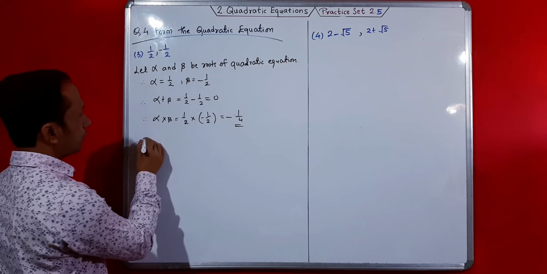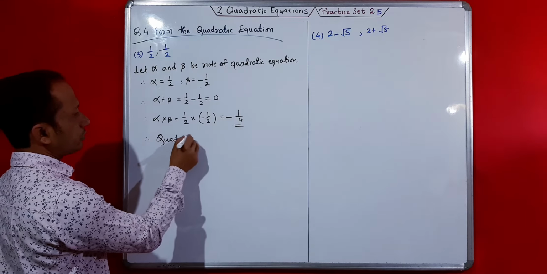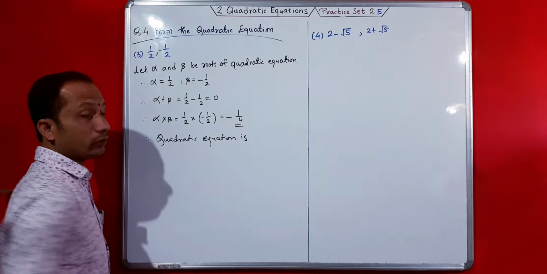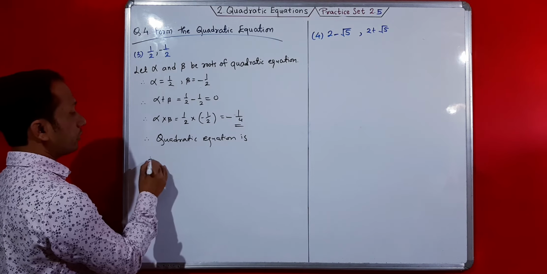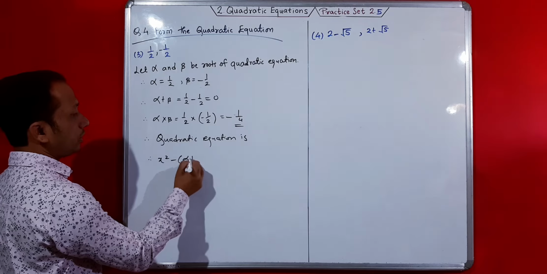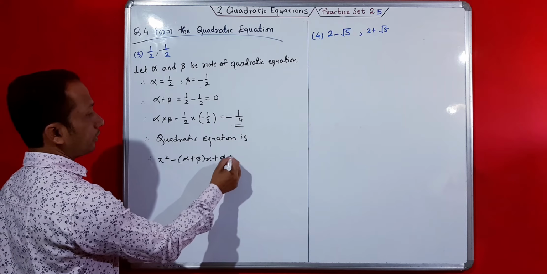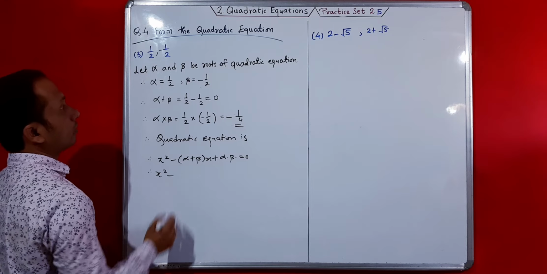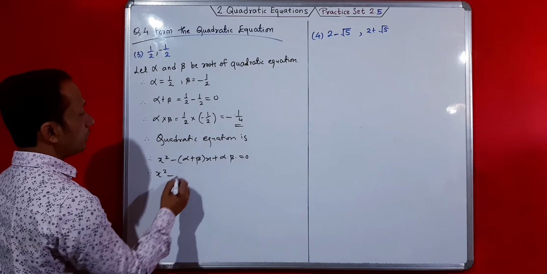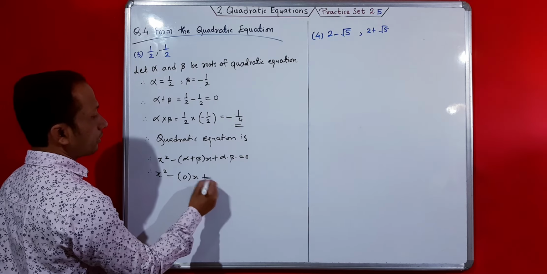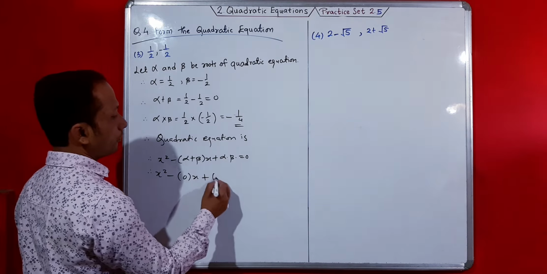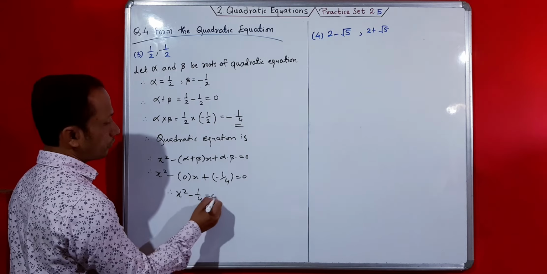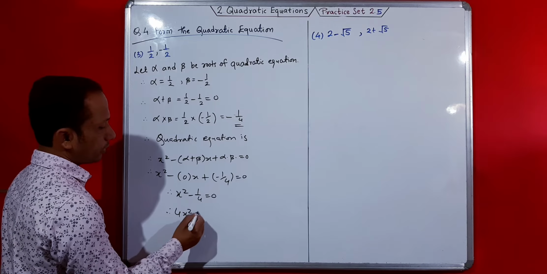So therefore the quadratic equation is, you write, quadratic equation is x square minus (alpha plus beta) x plus alpha into beta is equal to 0. You have to use this form. Therefore x square minus (alpha plus beta, which is 0) into x plus alpha into beta, which is minus 1/4, is equal to 0. Therefore x square minus 1/4 is equal to 0. Therefore 4x square minus 1 is equal to 0.